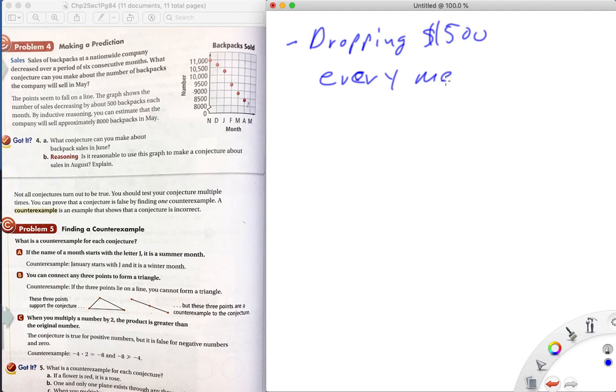So what can I say? I can say this will probably be, since May is 8,500, then I can say June will probably be 8,000, since it's dropping every 500. Again, based off of the example.